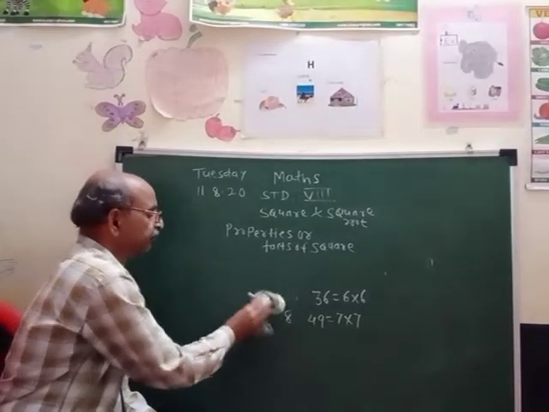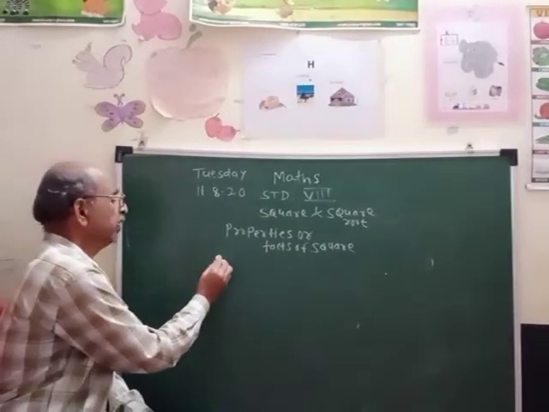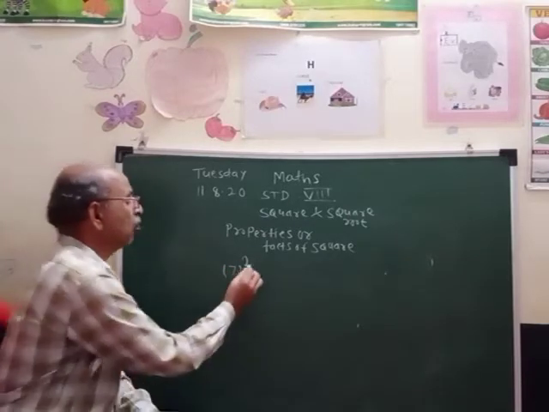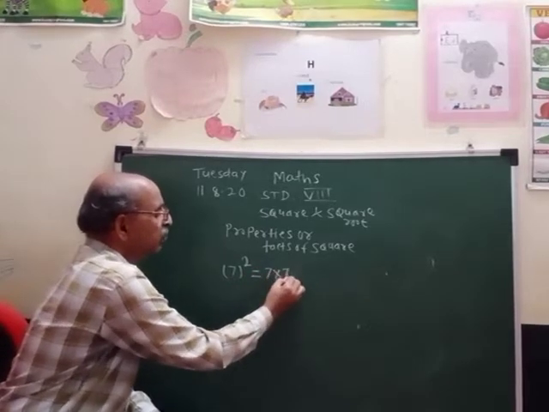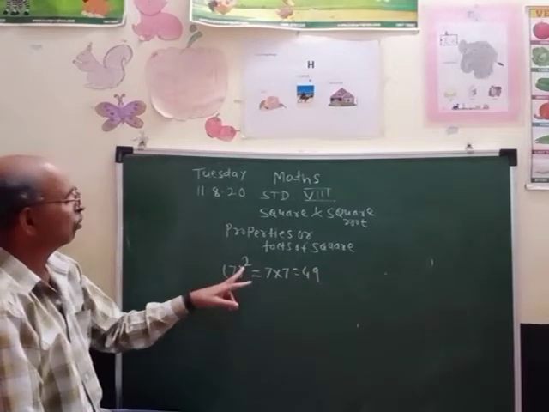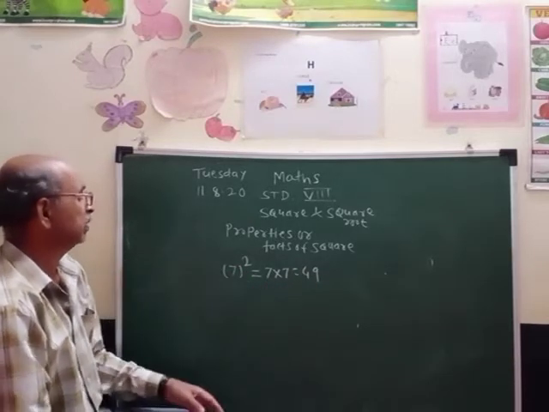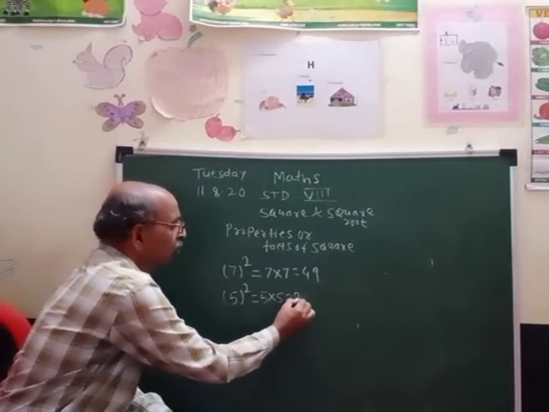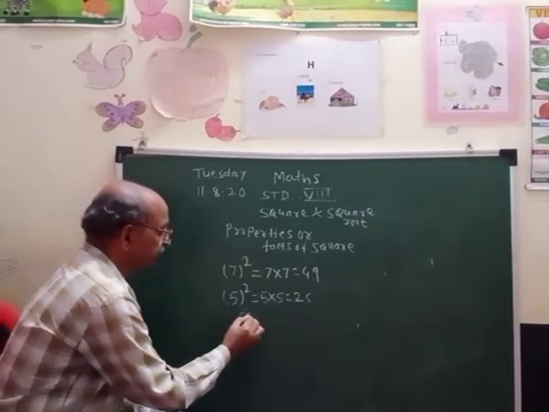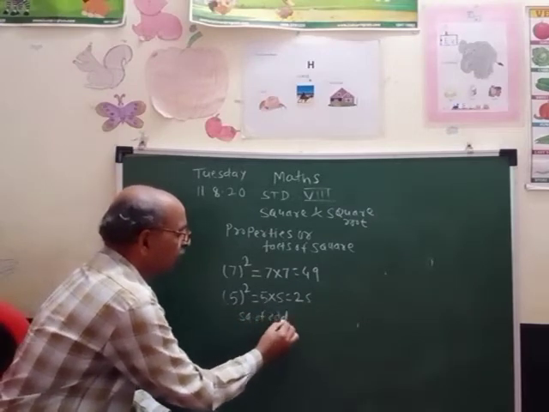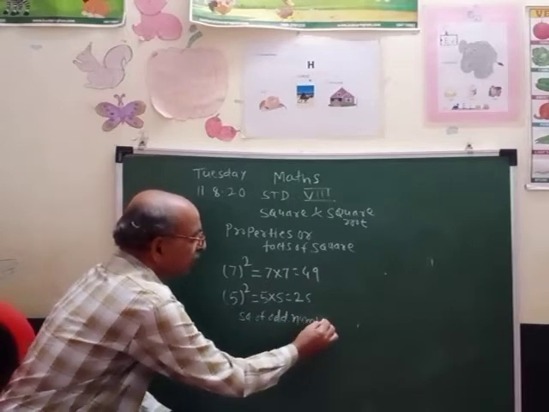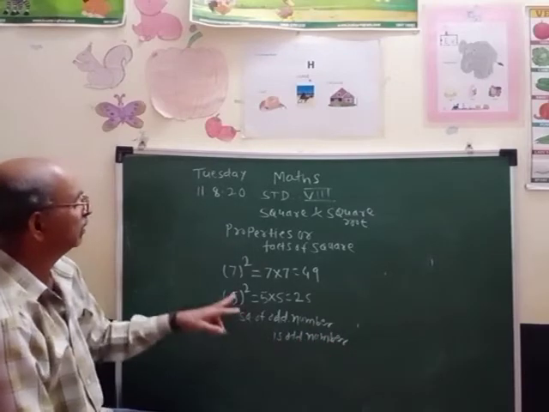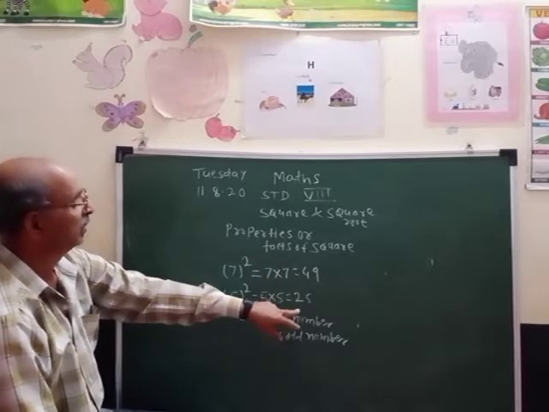Now we see the next, third property. If we take an odd number, so 7 is an odd number. The square of an odd number is always an odd number. 7 into 7, that is 49. So if we make the square of an odd number, its square is also an odd number. If we take 5 square, 5 is an odd number, so its square is also an odd number. So the square of an odd number is an odd number. Means if we make the square of an odd number, then the square which you are getting is also an odd number.